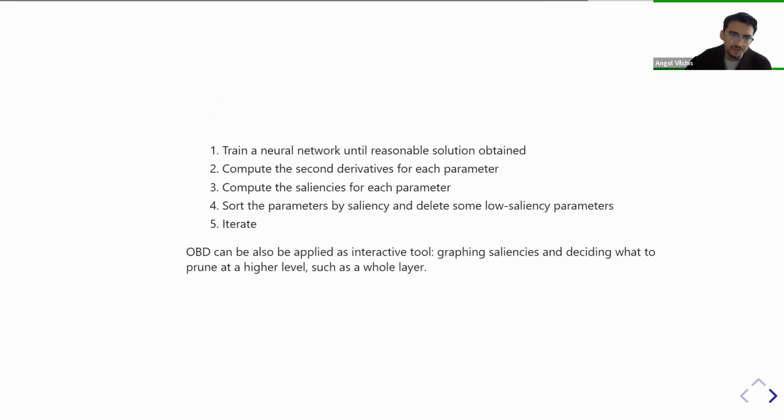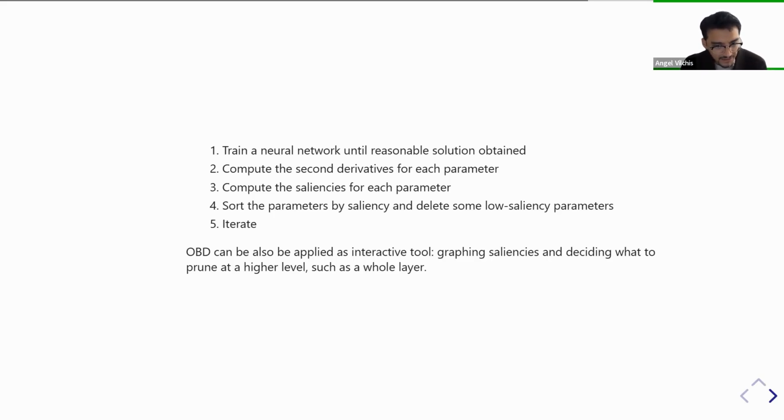So the approach is we train a neural network until a reasonable solution is obtained. We compute the second derivatives, which I'll show why it's relevant for the saliencies. And with the second derivatives, we can compute the saliencies of each parameter. Then we sort the parameters by saliency and delete however many of the lower saliency parameters we want. Again, low saliency means unimportant to the objective function. And then we iterate until we achieve a desired prune fraction, a desired amount of weights removed.